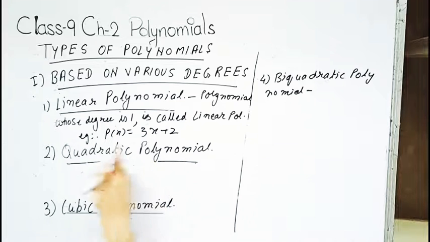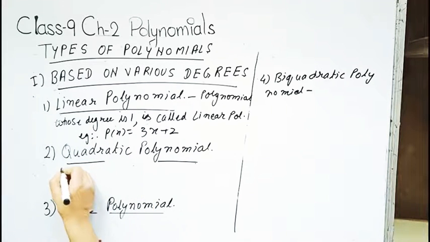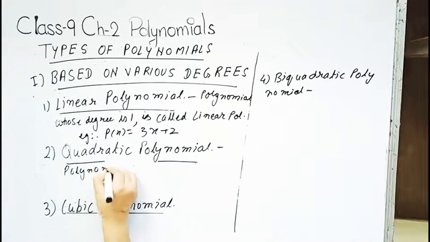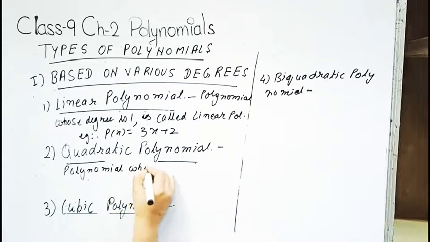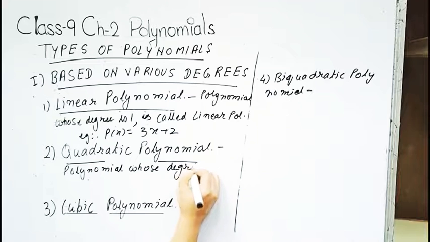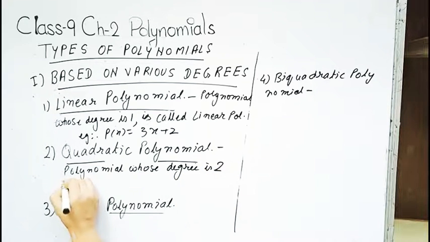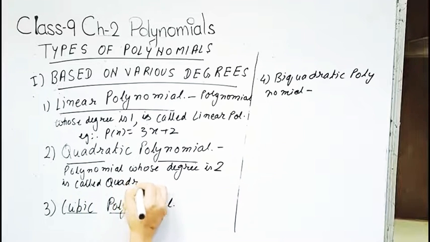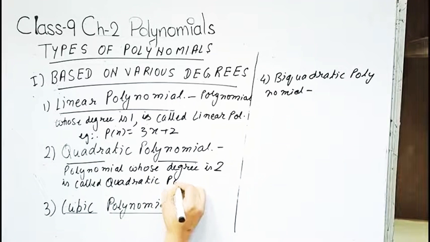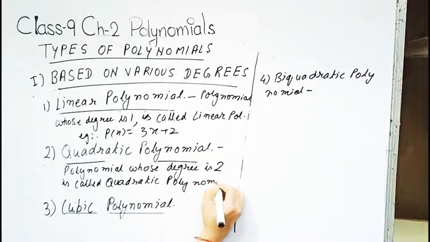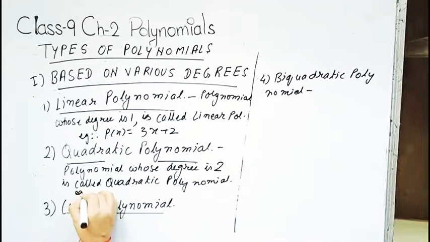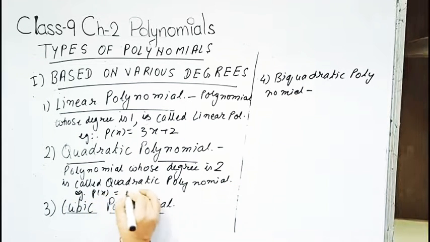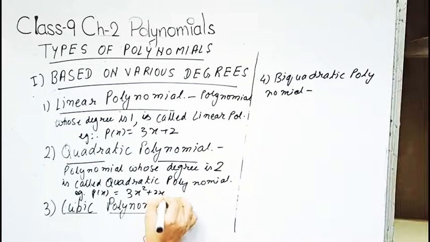Quadratic polynomial. A polynomial whose degree is 2 is called a quadratic polynomial. For example, p(x) equals 3x square plus 2x plus 3. The power or degree of this polynomial is 2.